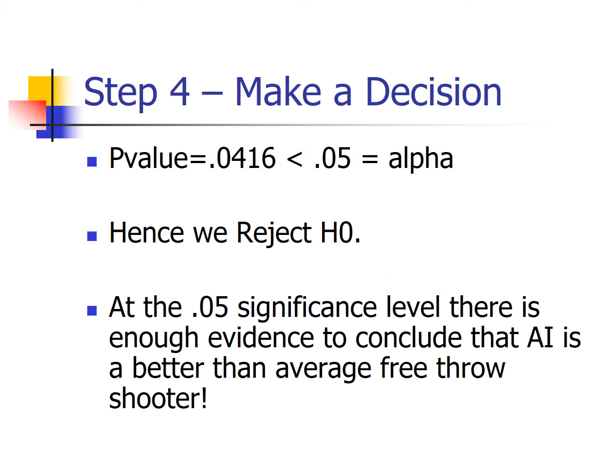Which is what we decide here. We compare our p-value to our alpha. In this case, it's smaller than our alpha. Whenever the p-value is less than alpha, we reject the null hypothesis. So, we would say at the 0.05 significance level, there is enough evidence to conclude that AI, that Allen Iverson, is a better than average free throw shooter. Huzzah!